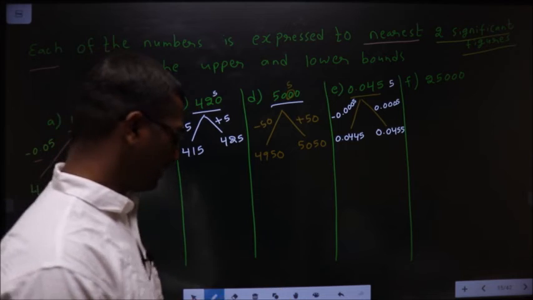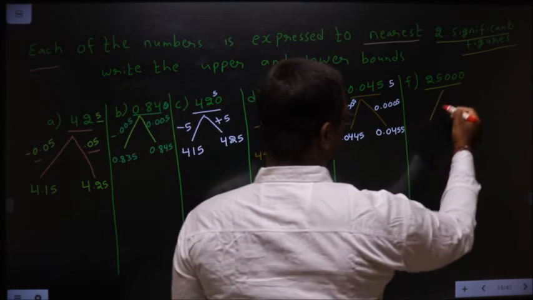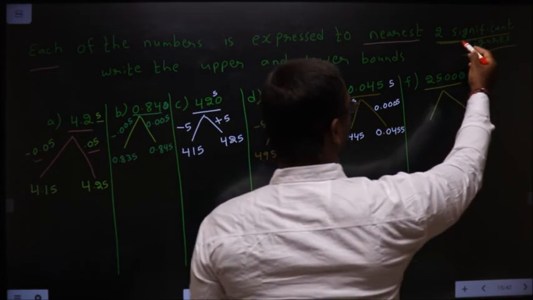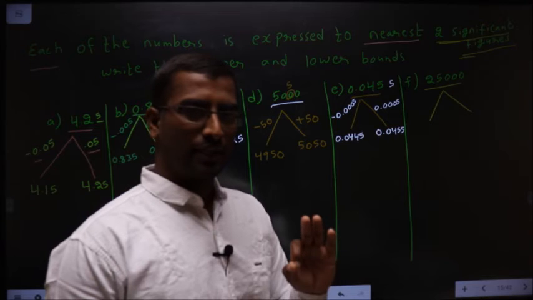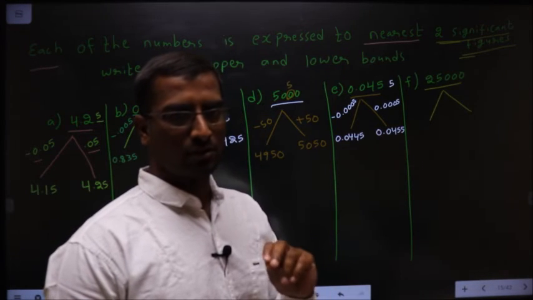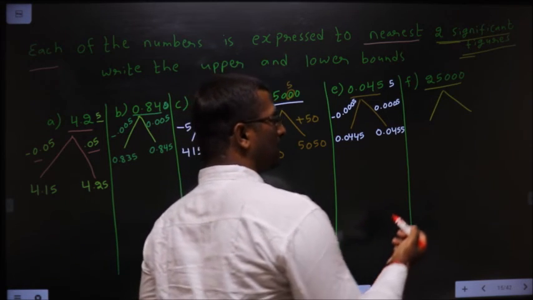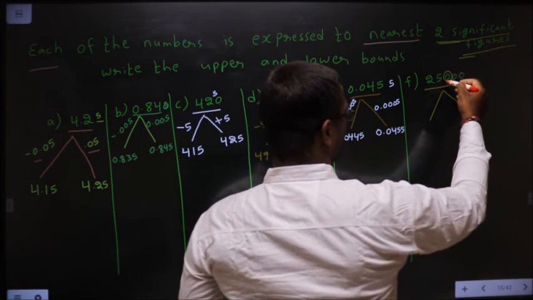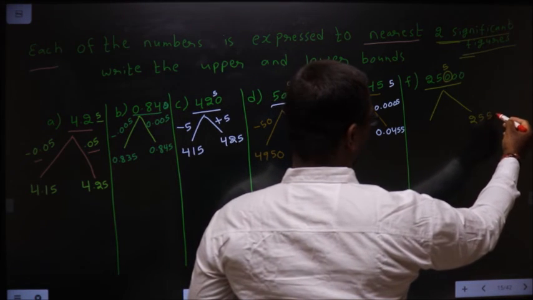Okay, next. 25,000. This is also to two significant figures. Now, earlier there were 3, it got reduced to 2. So now you should make it again back to 3. To make it back to 3, here the number should be 5. It should be in this way.